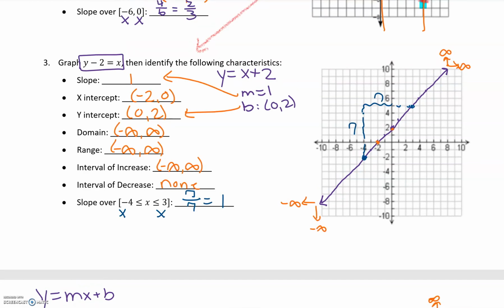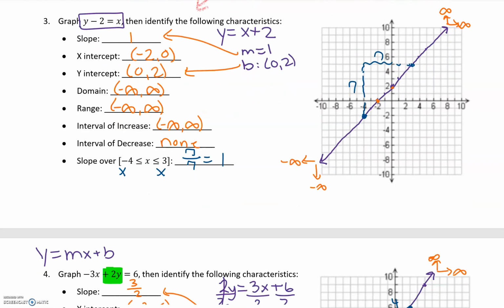Let's run through the answers. The slope is 1, x-intercept is -2, 0, y-intercept is 0, 2, domain and range are both -infinity to positive infinity. So is the interval of increase. The whole thing is increasing. There is none for the interval of decrease, and the slope from -4 to +3 is 1.